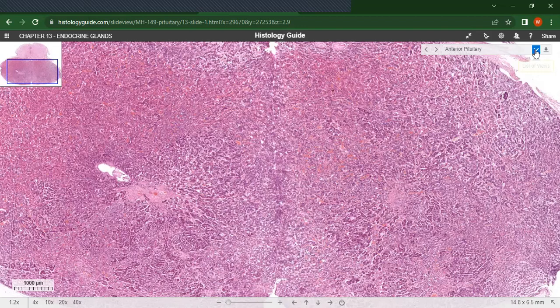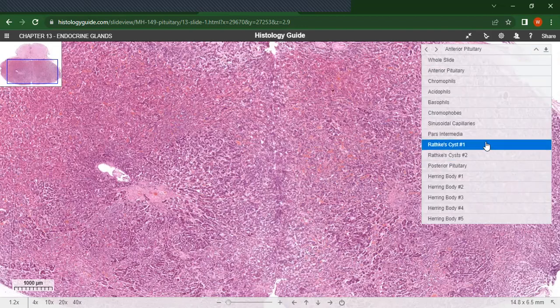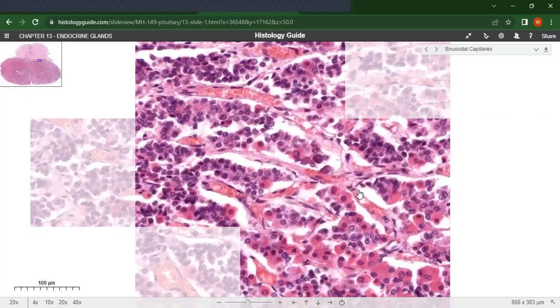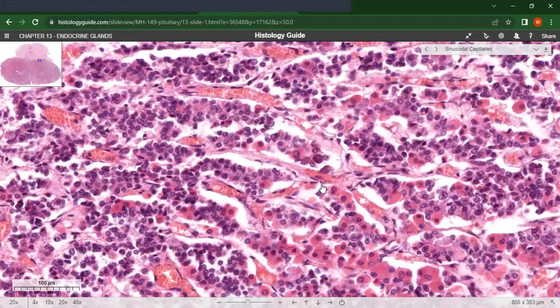So I can show you sinusoidal capillaries. Sinusoidal capillaries are these ones. See, it is highly vascularized. They are the ones which usually transport the hormones to the other parts of the body. So with that, I have come to the end of this session.